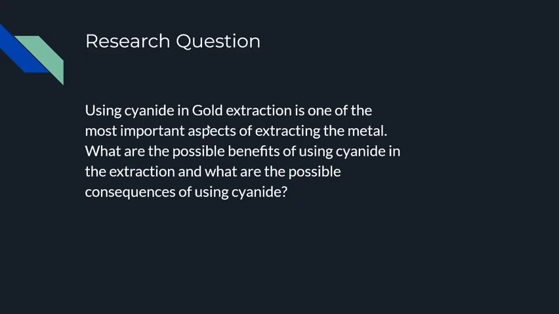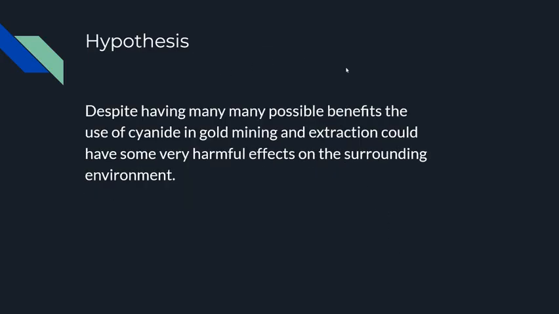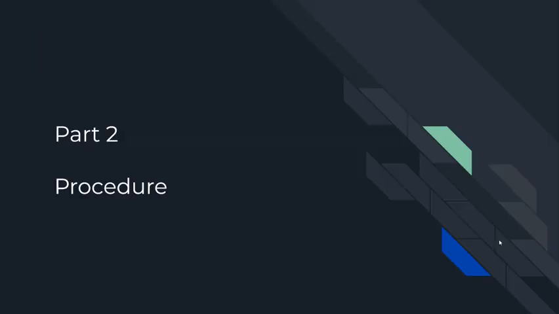Here's our research question. Using cyanide in gold extraction is one of the most important aspects of extracting the metal. What are the possible benefits of using cyanide in the extraction? What are the possible consequences of using cyanide in the extraction? Our hypothesis: despite having many possible benefits, the use of cyanide in gold mining and extraction could have some very harmful effects on the surrounding environment and wildlife.